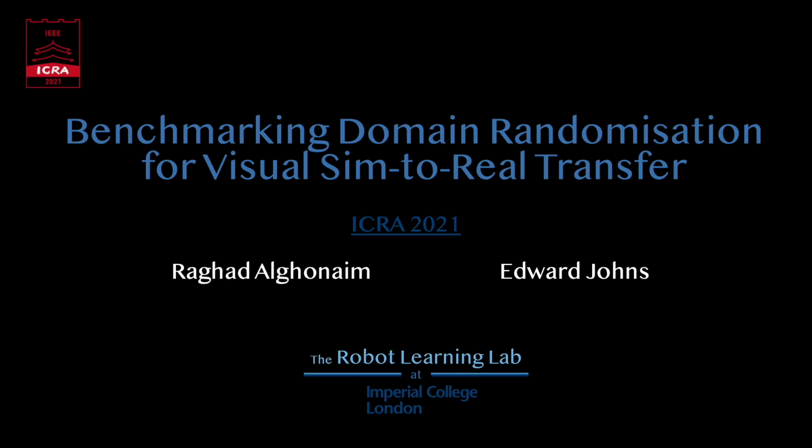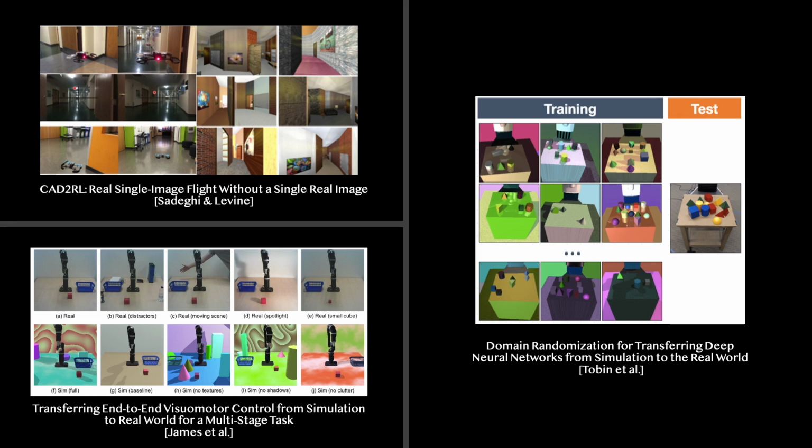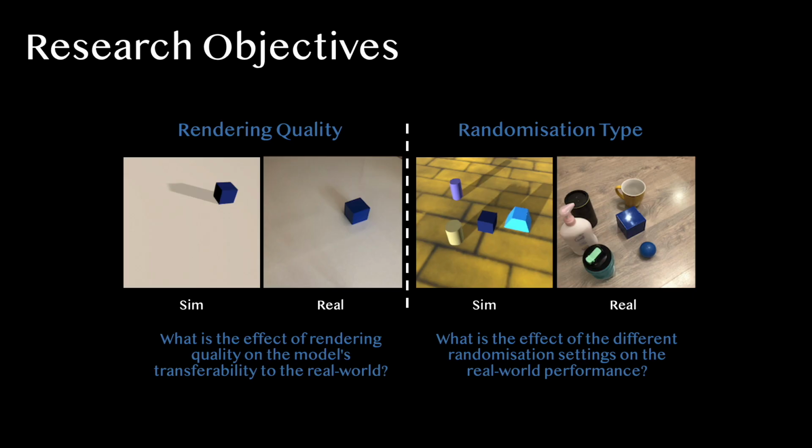In this video, I'll be presenting our paper, which is titled Benchmarking Domain Randomization for Visual Sim-to-Real Transfer. Several works have leveraged domain randomization to transfer different manipulation skills from simulation to the real world. However, a variety of design choices must be made in order to achieve the optimal transfer. In this paper, we perform a comprehensive benchmarking study on these different choices.